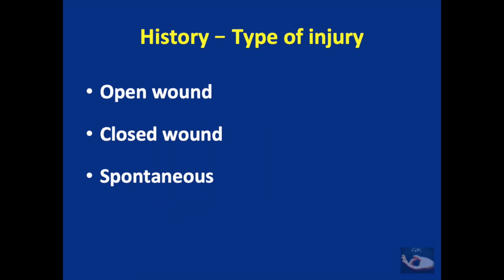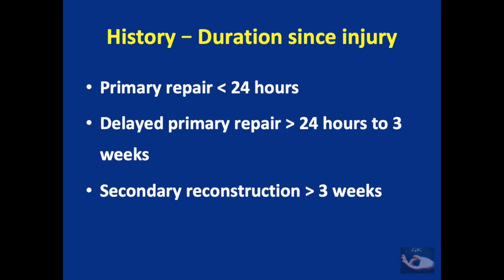The next point to be ascertained is whether the injury has been an open wound, a closed wound, or has been a spontaneous one, like the rupture that occurs in rheumatoid arthritis or tuberculous lesion, or in conditions like the Manifest lesion. Recording the time since the injury is also important because primary repair can be done in patients who have sustained an injury within the last 24 hours. But if it has gone beyond 24 hours, delayed primary repair can be done and secondary reconstruction is possible after 3 weeks.